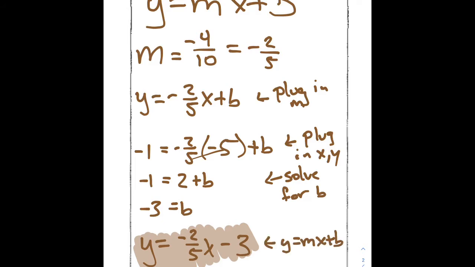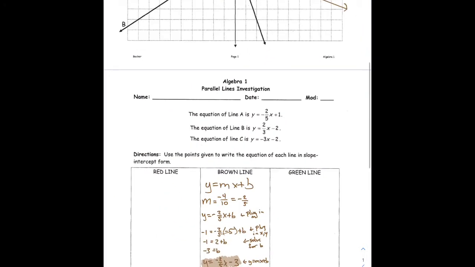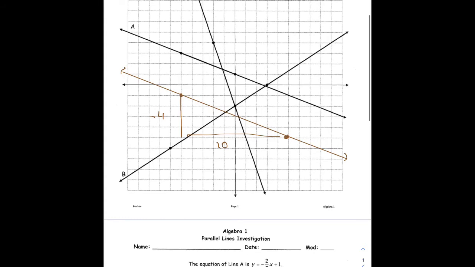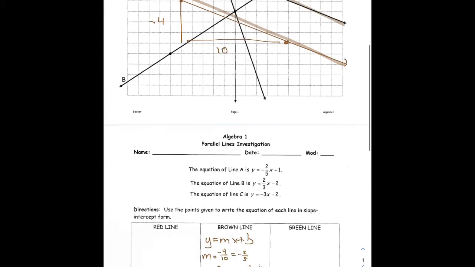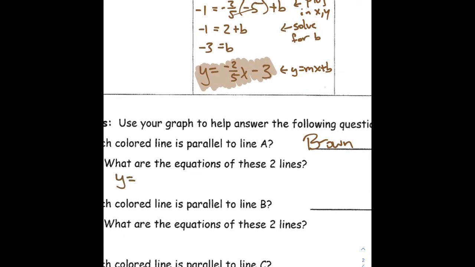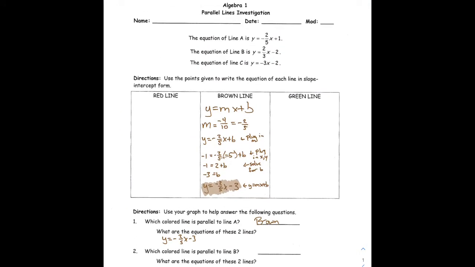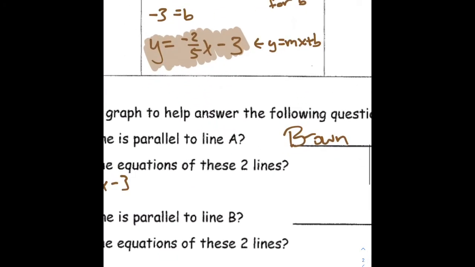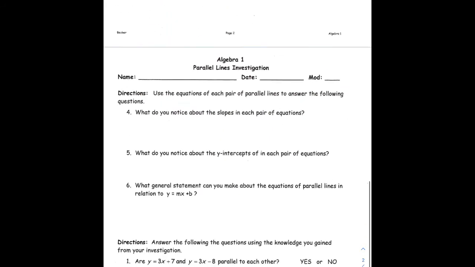All right, so now that we've got the equation of our line, I need to identify which one it's parallel to. And to me, it looks like the brown line and line A are moving in the same direction. So what line's parallel to line A? The brown one. And then I'll write the equation of both lines. So the brown line we got was y = -2/5 x - 3. And then if we go up here to the top of the page, it gives us the equation of each line. So I'll copy that down. y equals -2/5 x plus 1. So as you finish this activity, you'll look for a relationship between the slopes of each line and the y-intercept of each pair of parallel lines, and use that to answer those questions.